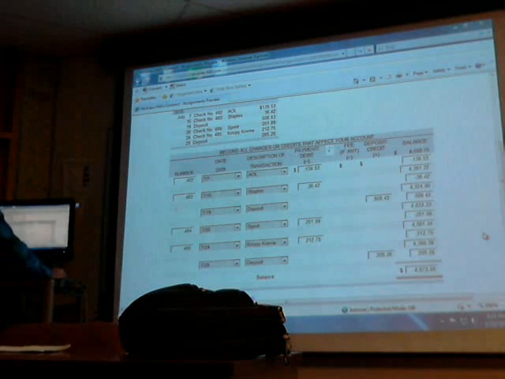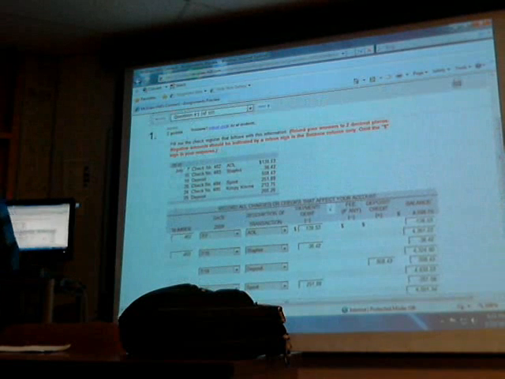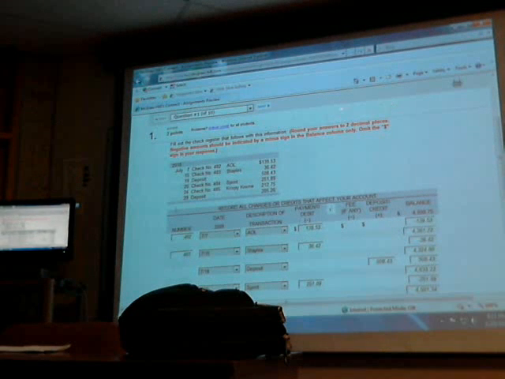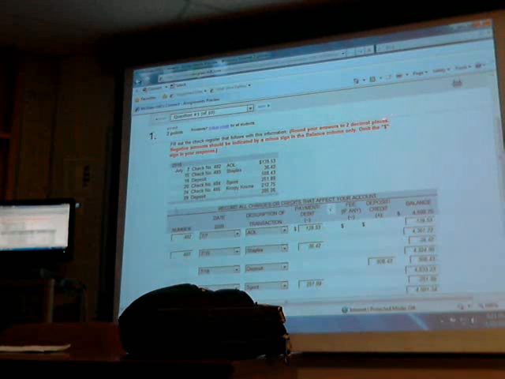Let me scroll back up for a second and see what it says in parentheses. This is something that you have to pay close attention to, very close, in every problem, because it's in red all the time. It will tell you to round your answers to the second decimal place. It also tells you negative amounts should be indicated by a minus sign. Never put the dollar sign in the blank.